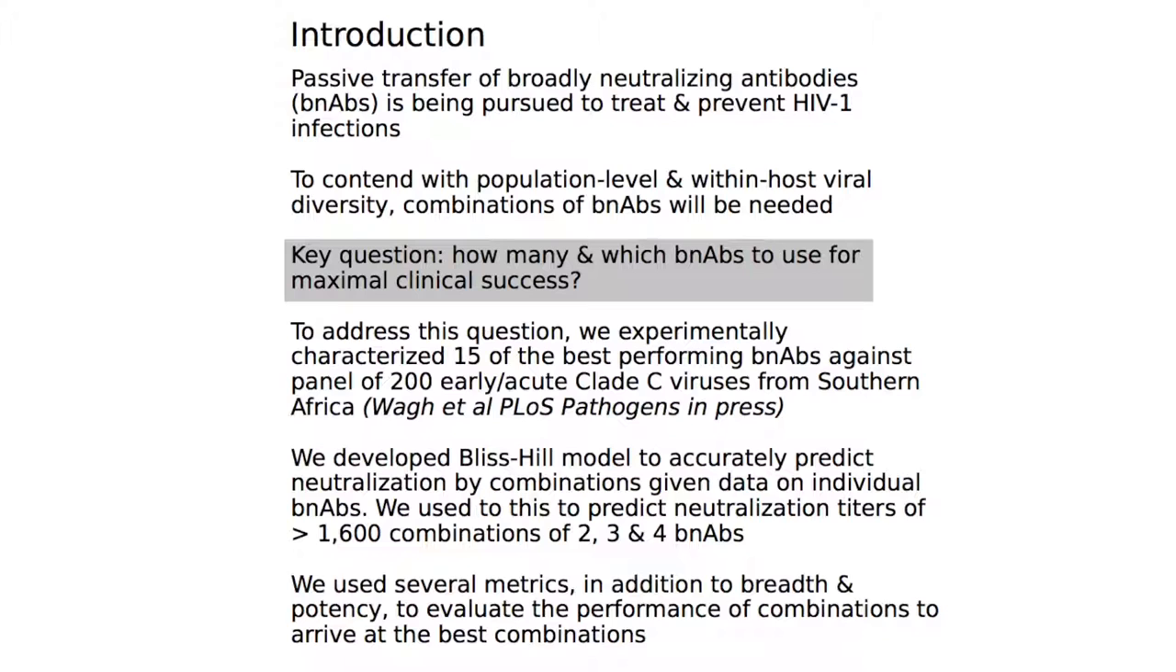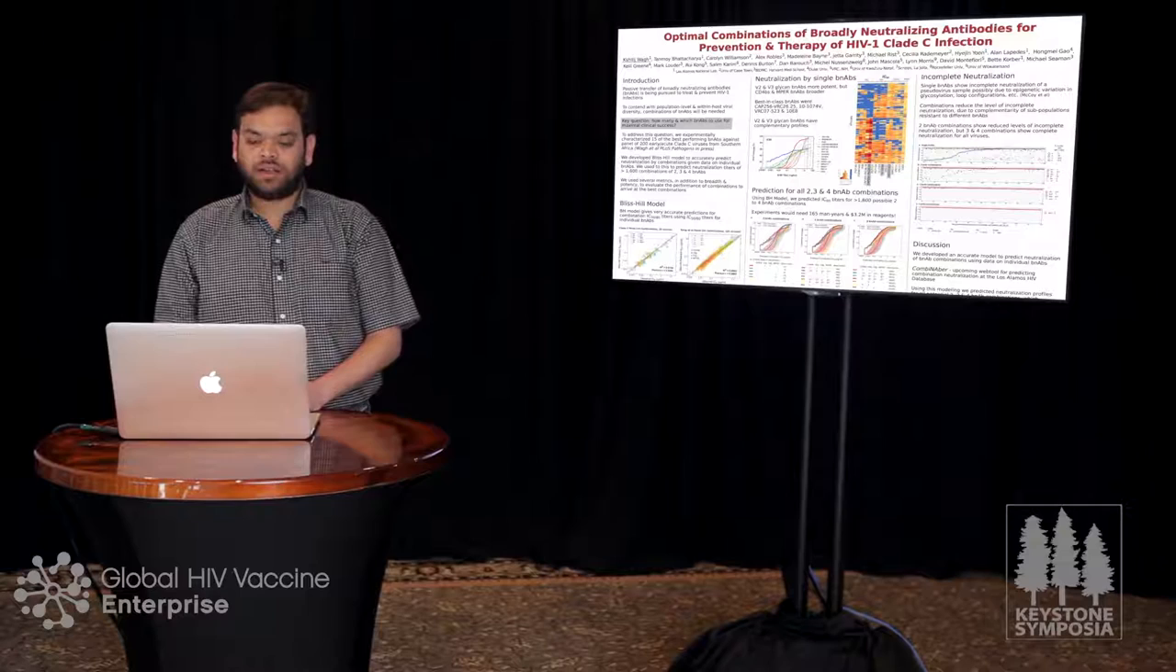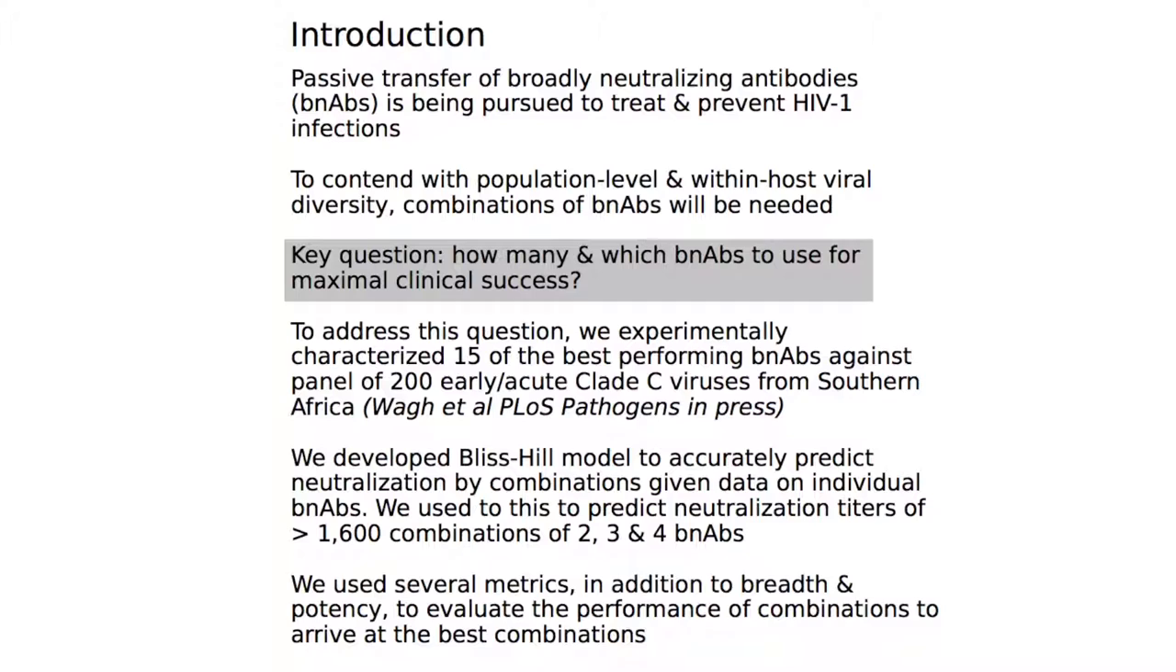We then developed a mathematical model called Bliss Hill model to accurately predict neutralization by combinations given data on individual antibodies. We use this modeling to predict the neutralization titers of more than 1,600 combinations of 2, 3, and 4 BNABs. We use several metrics in addition to breadth and potency of the antibody combinations to evaluate the performance of these antibody combinations to arrive at the best possible combinations.